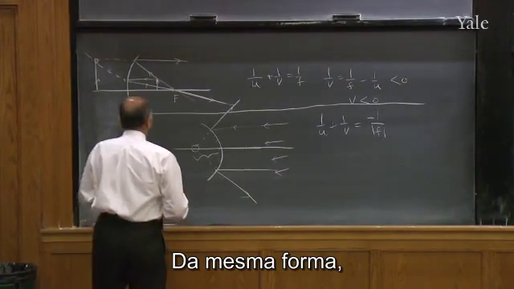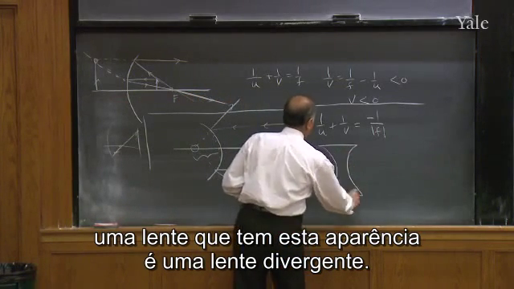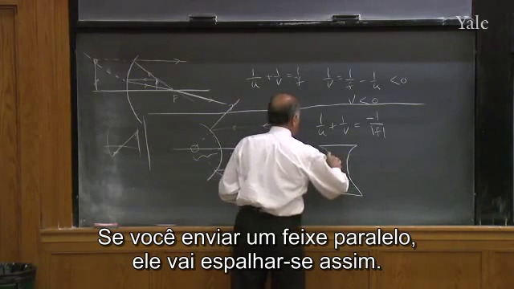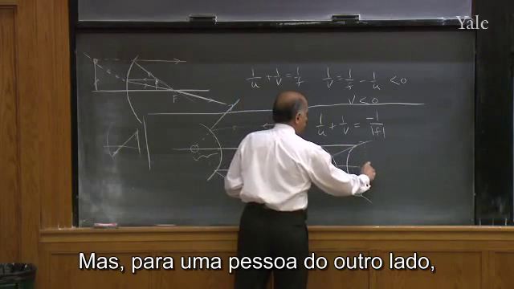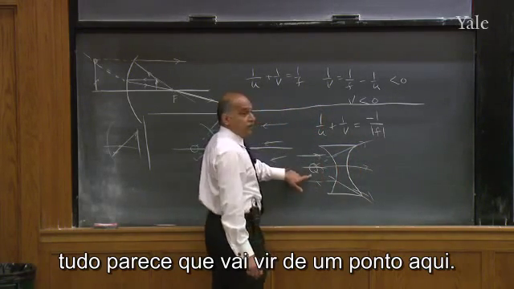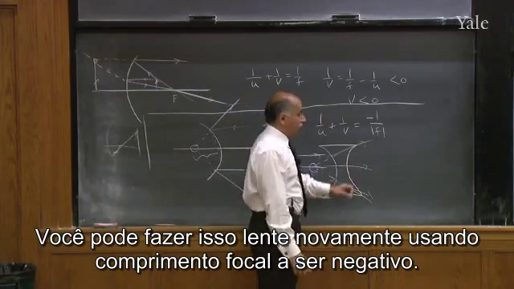Similarly, a lens which looks like this is a diverging lens. If you send a parallel beam, it will spread out like that. But to a person on the other side, everything will seem to come from a point here. You can describe that lens again by using the focal length to be negative.